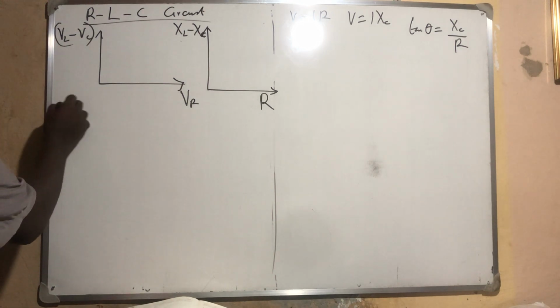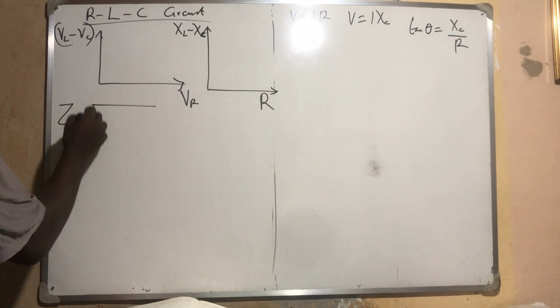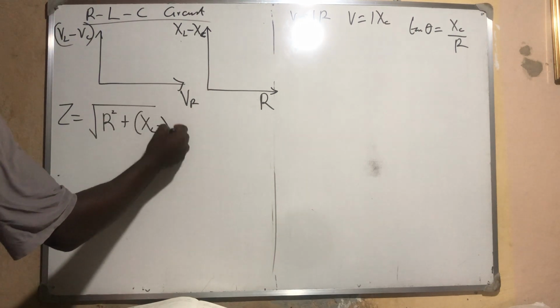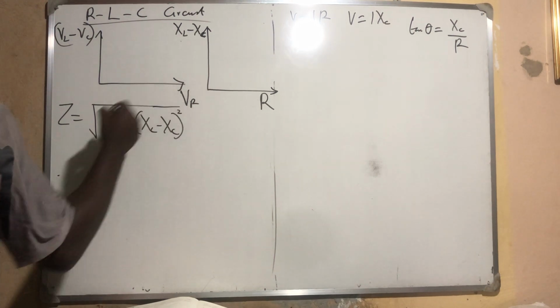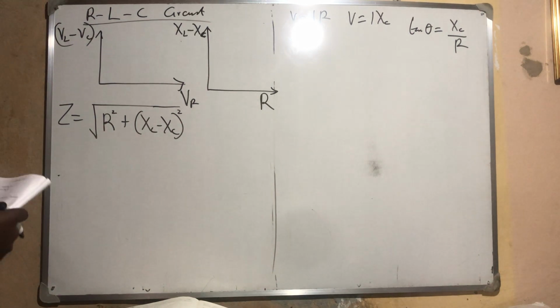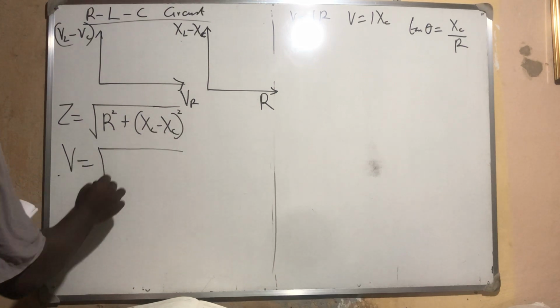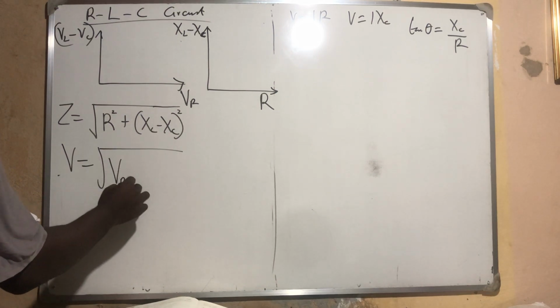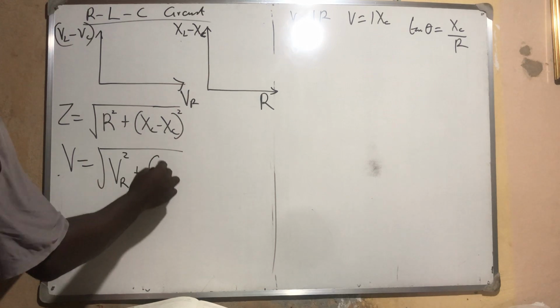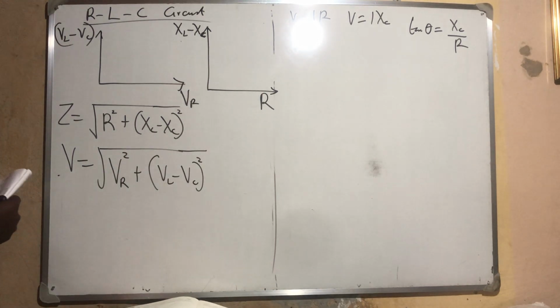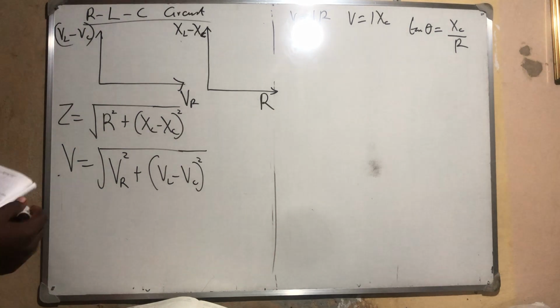So, for impedance, my impedance Z is equal to the square root of R squared plus XL minus XC all squared. Okay? These formulas are very simple. I will still tell you how to remember all of them. Then, for the voltage, your V is equal to the square root of VR squared plus VL minus VC all squared. All right. So don't forget that your V is equal to IR. Then let us draw the circuit.